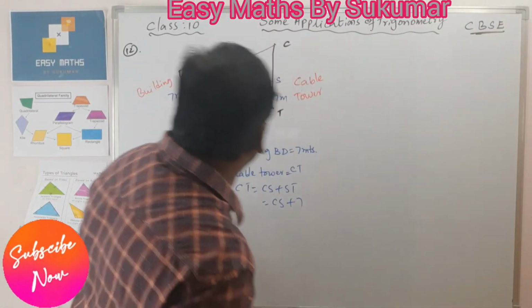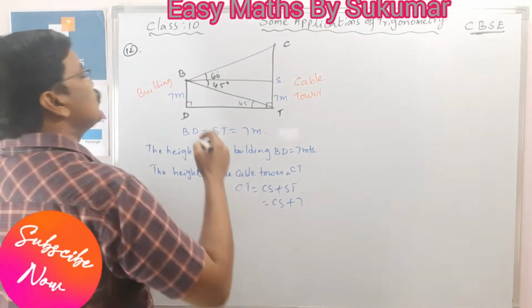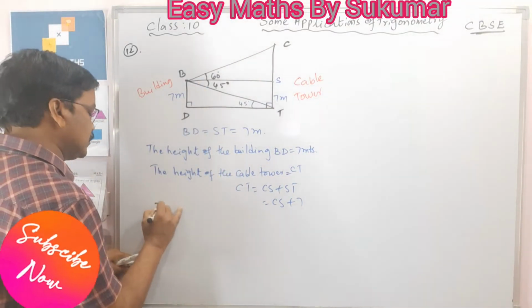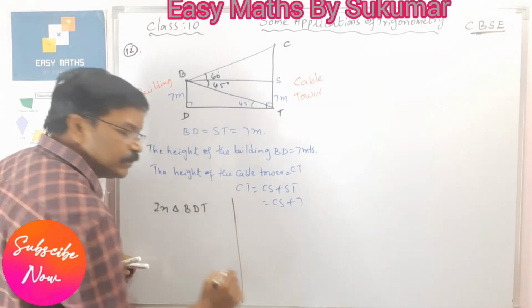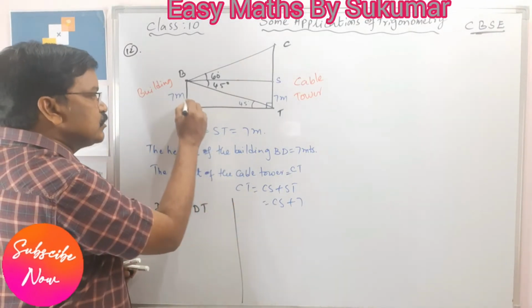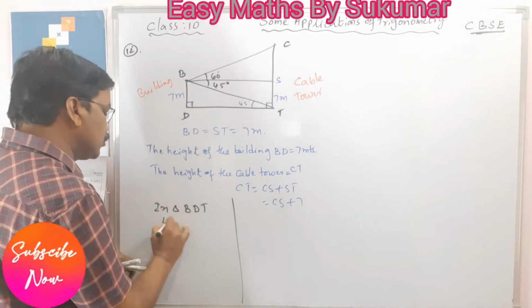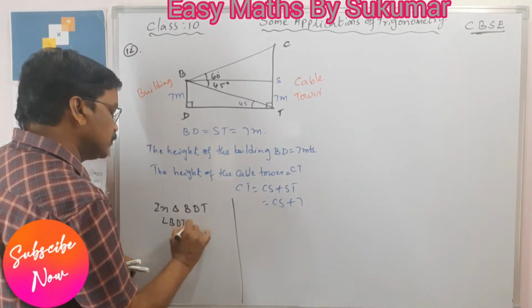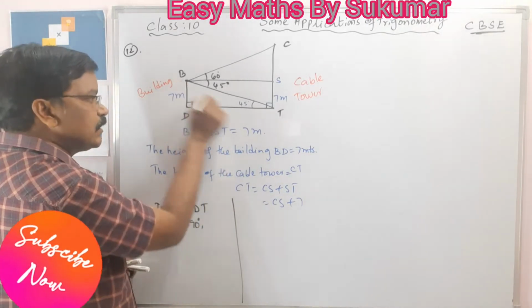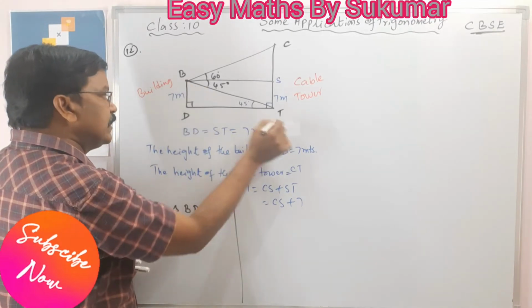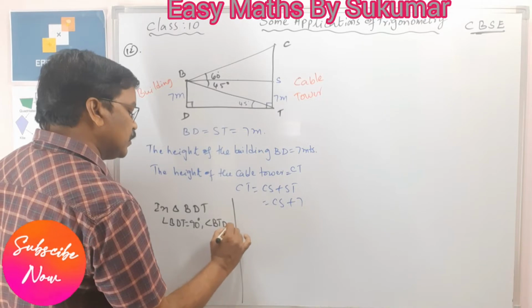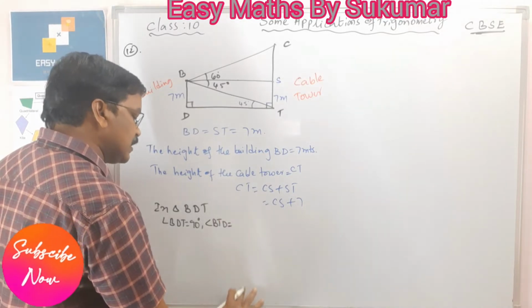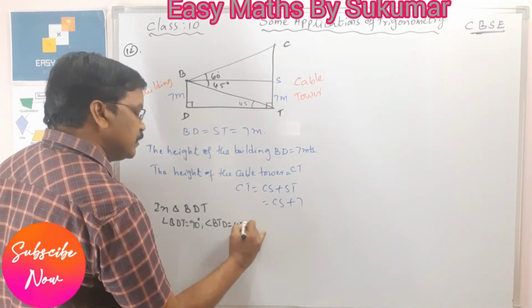Okay. See, my dear students, now let us take the triangle BDT first. In triangle BDT, what is this angle? Angle BDT is equal to 90 degrees. And what about this angle BTD? Angle BTD is equal to 45 degrees. This angle BTD is 45 degrees.